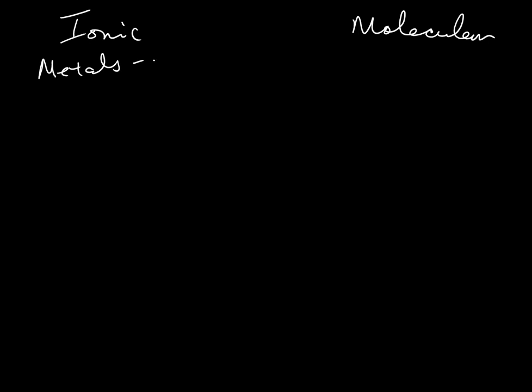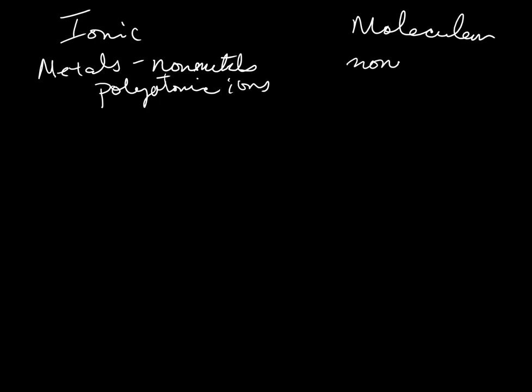Okay, got two categories we have to worry about. Ionic and molecular. Ionic is metals and nonmetals and polyatomic ions. Molecular, nonmetals, and hydrogen. Just nonmetals or nonmetals and hydrogen.